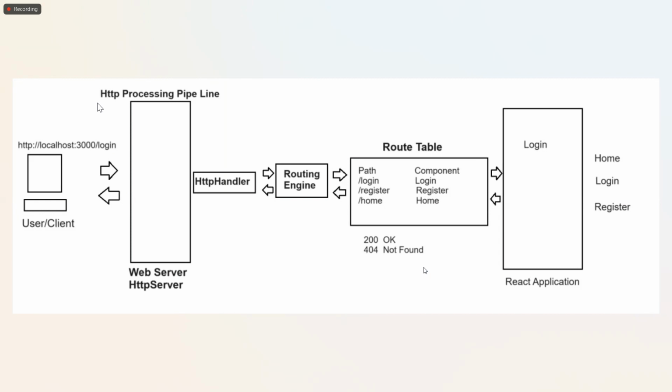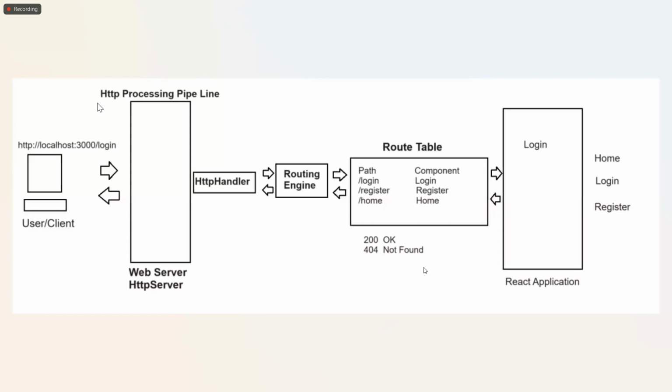So the client will make a request and the request will come to the web server. In the web server, the request is processed in the handler. In the handler, we have a routing engine, and the routing engine will verify from the route table whether the requested path is available or not. If it is available, it will load the component, and after that, it will send that as a response. This is the high level flow of how it is going to work.